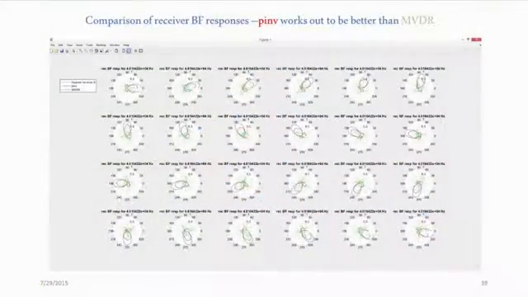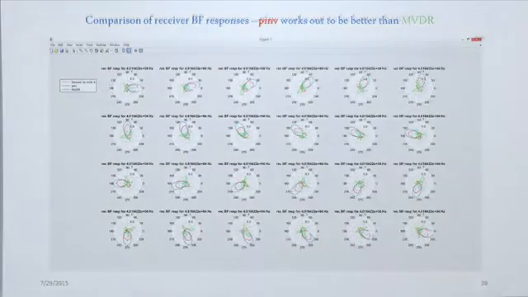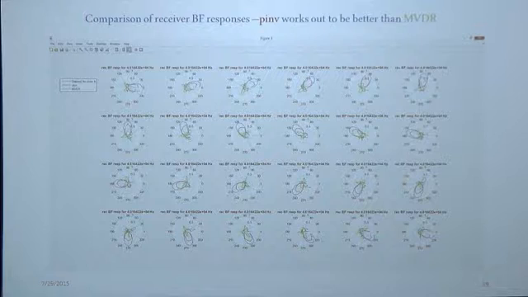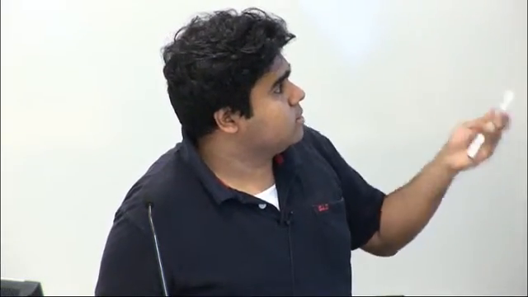Same goes with the receiver responses. Pretty good. The red ones perform pretty well, and these are all the 24 beams, by the way. So for beamforming, we are making use of 24 beams rotating at a step size of 15 degrees from 0 to 345 degrees, and these are all the 24 beams that you see.